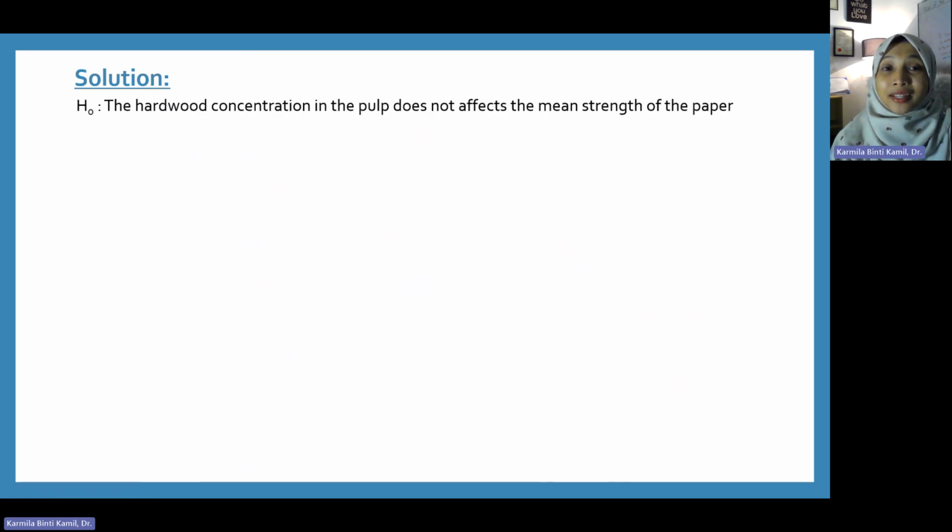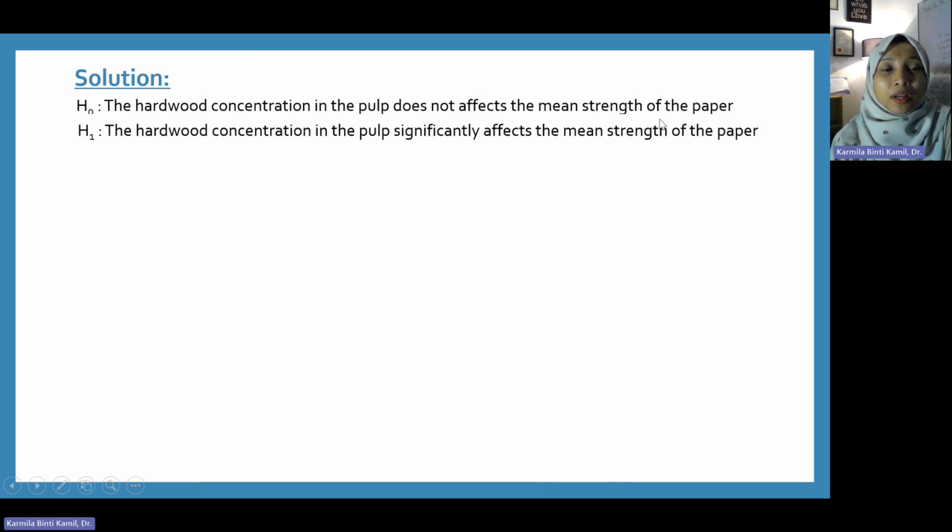Before that, let's list out H null and also HA, or H1, for this case. H null is that the hardwood concentration in the pulp does not affect the mean strength of the paper. Normally we can see the words does not, do not in H null. The second one is H1, which must be the opposite of our H null: the hardwood concentration in the pulp significantly affects the mean strength of the paper.